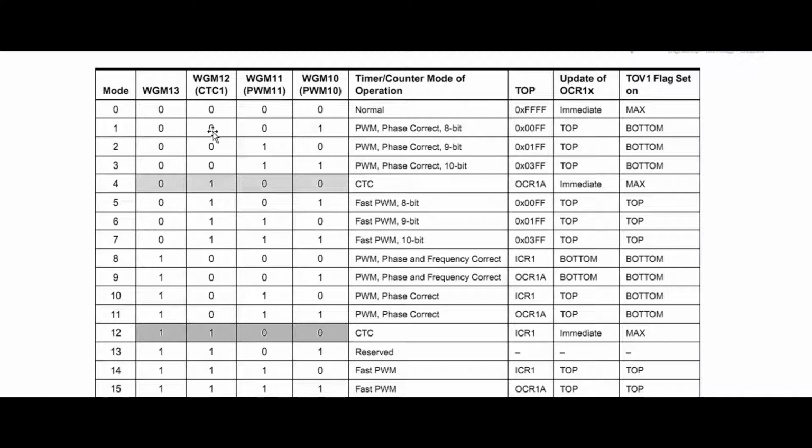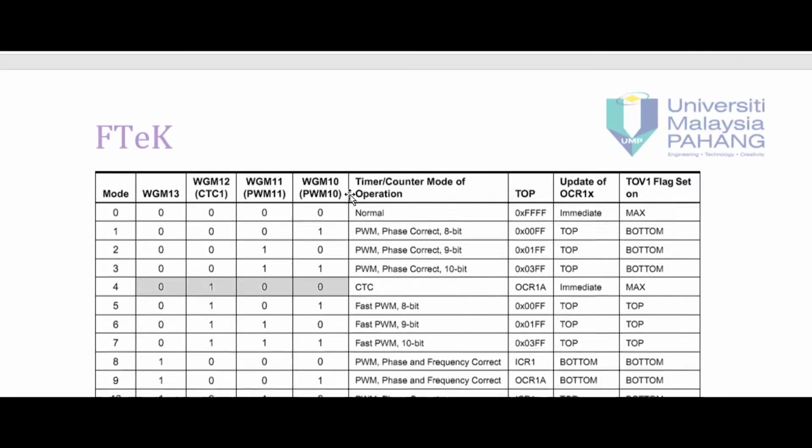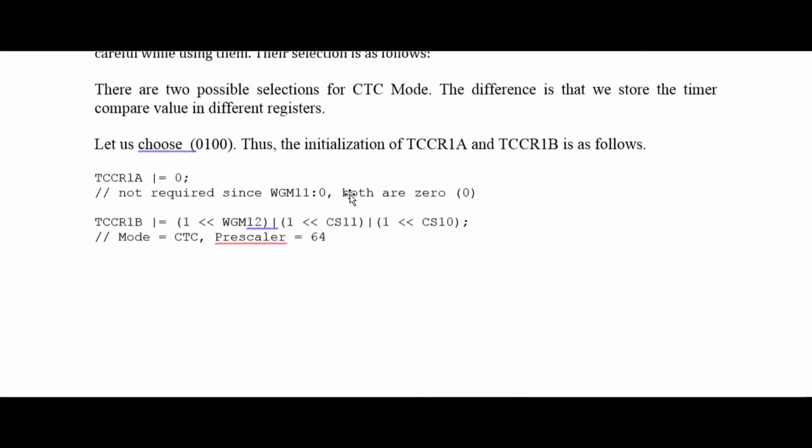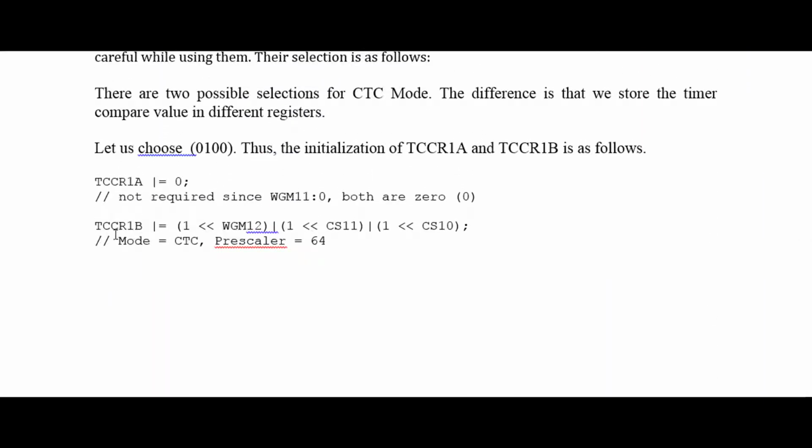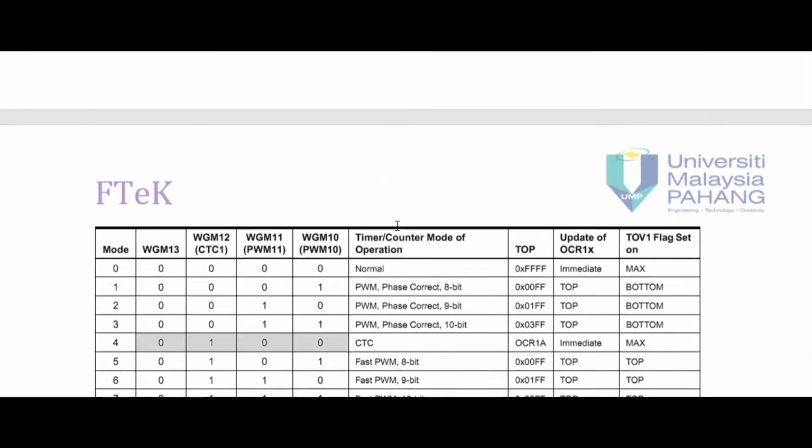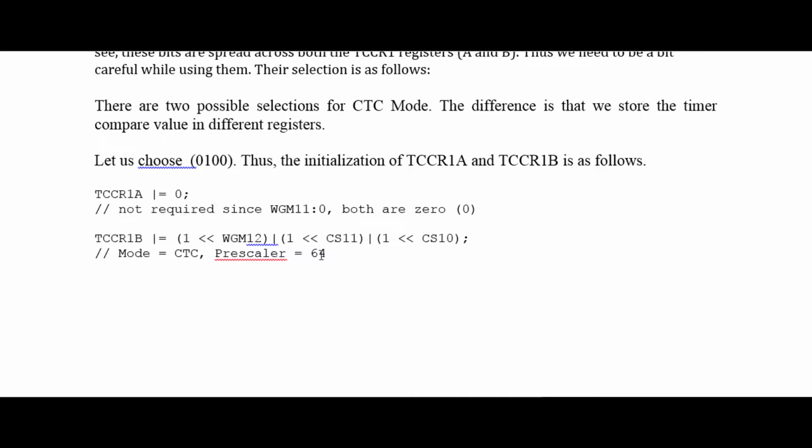So we need to set WGM12 to 1 and leave the others 0. So here in TCCR1B we set WGM12 to be 1. These values are used for the pre-scaling. So we set the pre-scale to 64.